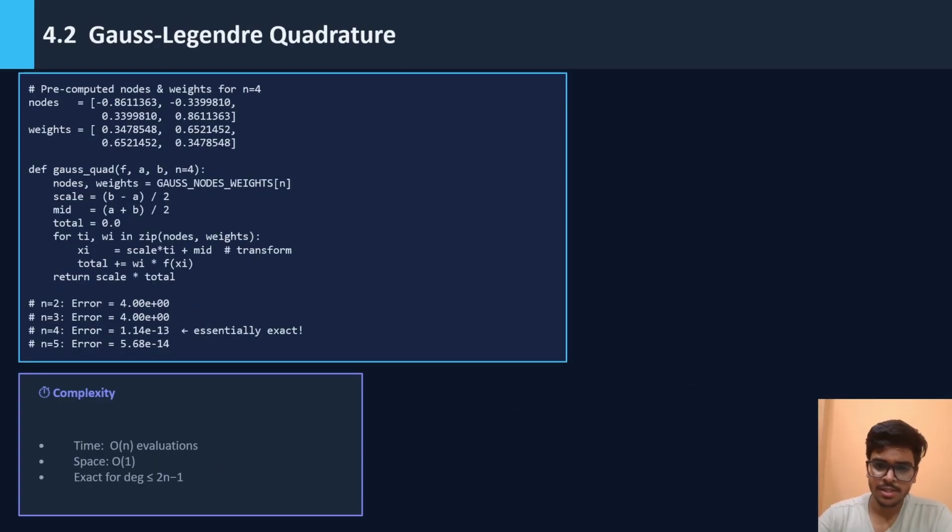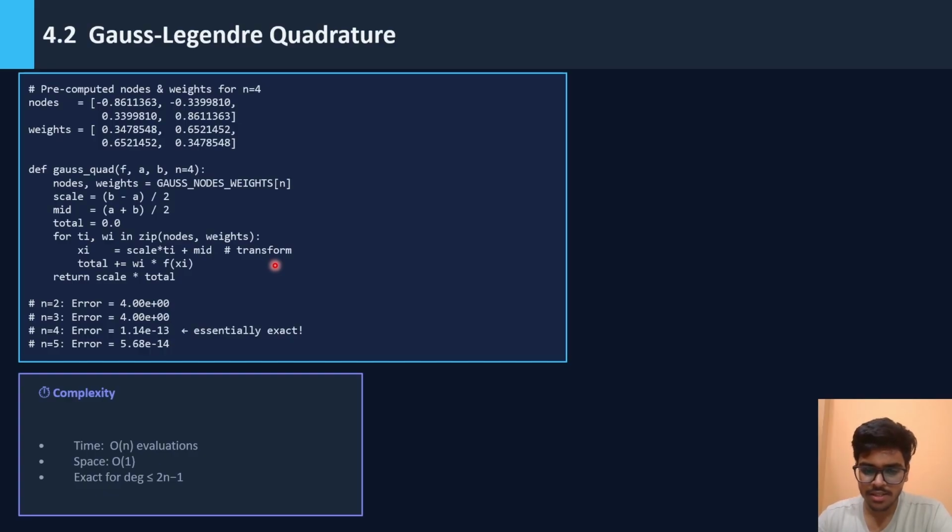Gauss-Legendre quadrature. It is a highly accurate integration method. In the code, pre-computed nodes and weights are used. First, the interval is transformed from the range -1 to 1 into the required interval using scaling and shifting. Then a loop evaluates the function at transformed points and multiplies them with corresponding weights. Finally, all weighted values are added to obtain the integral.